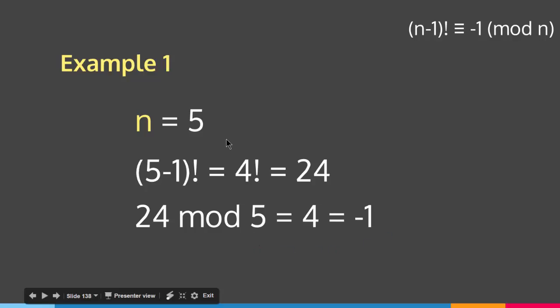Therefore, by Wilson's theorem, n which equals 5 has to be a prime number, and actually it is a prime number because the only divisors of 5 are 1 and 5 itself. So Wilson's theorem is a great tool or test to see whether a number that is greater than 1 is prime or not.